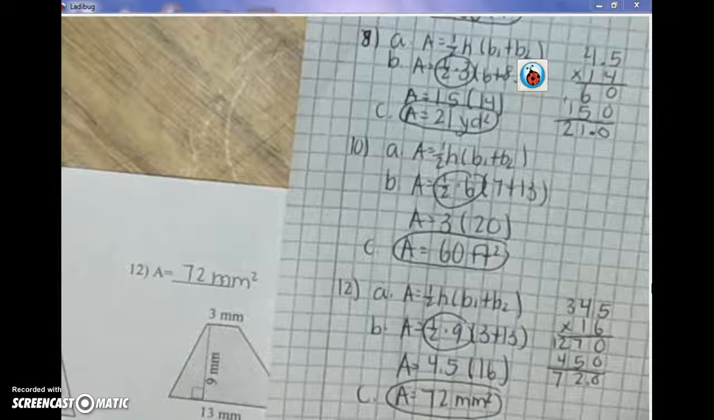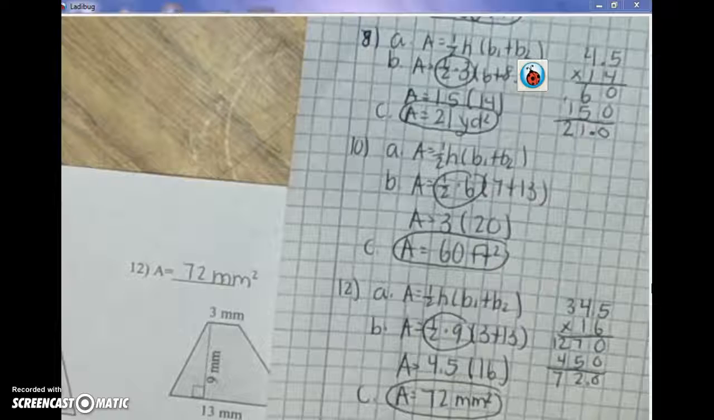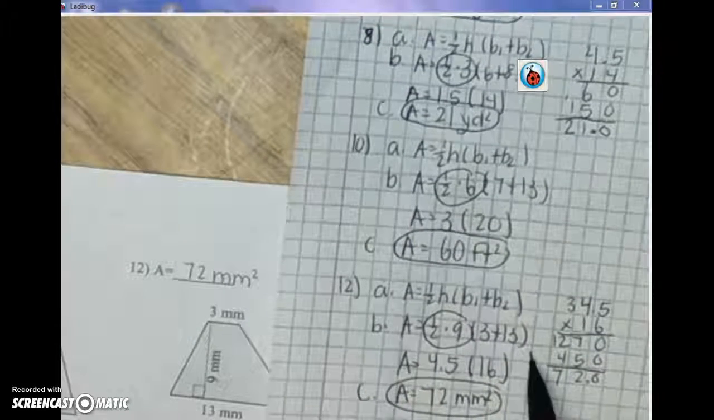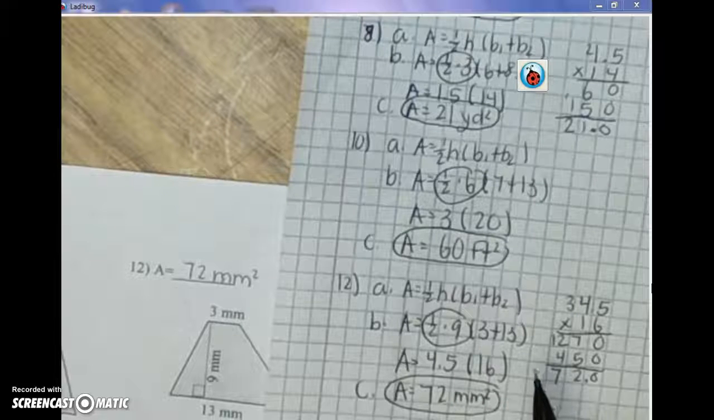Remember, if you need to have it played again, please ask the sub to play it over again. Make sure that you wrote the formula on each, you plugged in your numbers, and you have your answer. Each problem is worth 3 points.